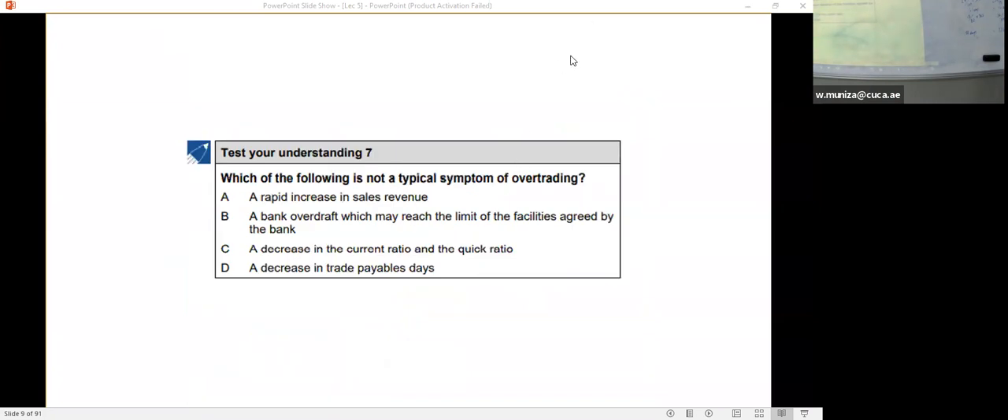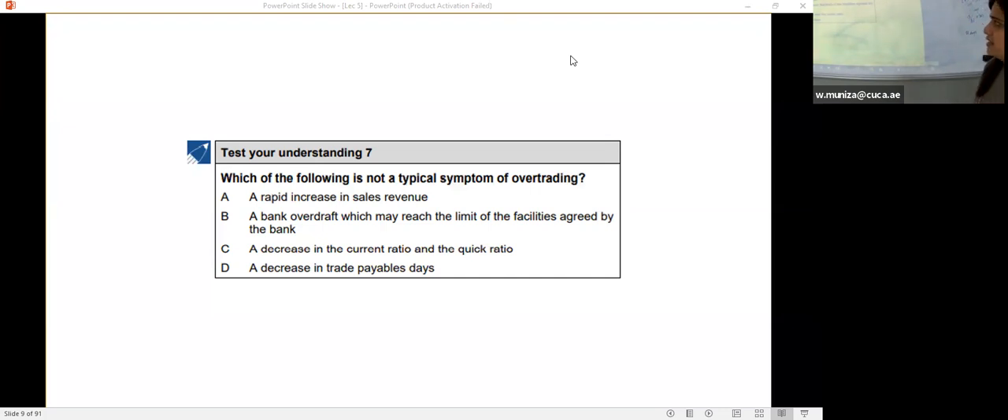Okay, now which of the following is not the typical symptom of overtrading? What is overtrading, by the way? It is when the organization is increasing its sales revenue, but liquidity is disturbed at the cost of increasing revenue. So which of the following is not a typical symptom of overtrading? Which one of the following is not going to tell whether the organization is overtrading?